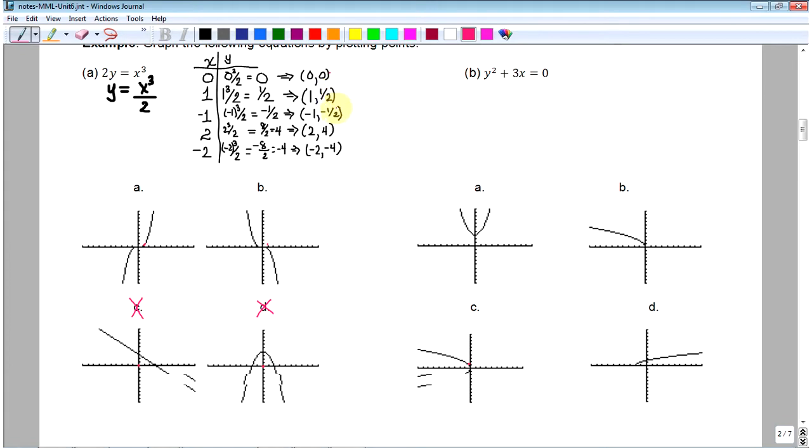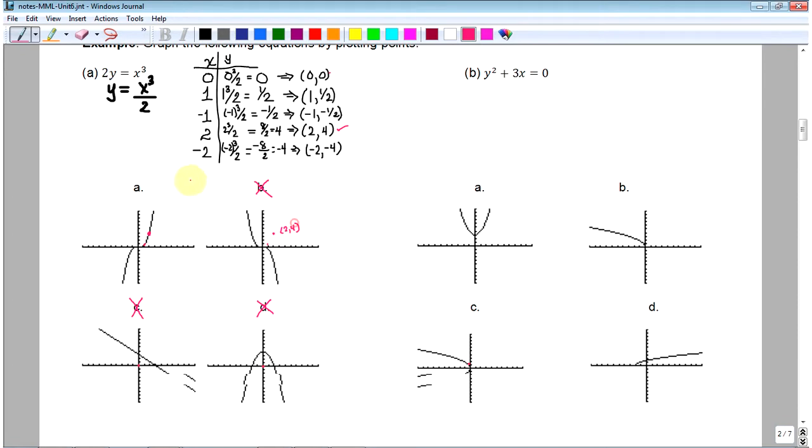So let's jump down to our point 2, 4. If I look at my x value of 2 and the y value of 4, I see that that is on the graph for A. If I look at 2, 4, that point clearly is not on the graph of B. So I can rule that out.